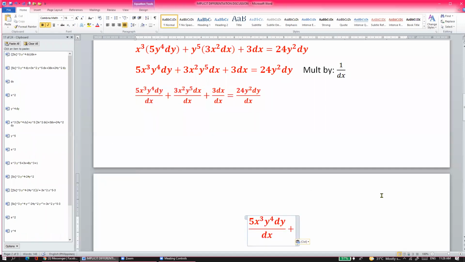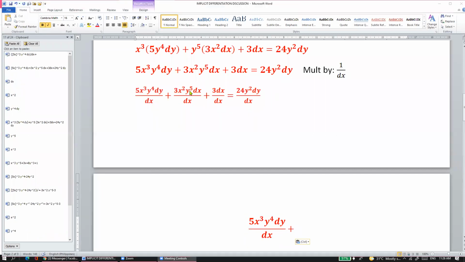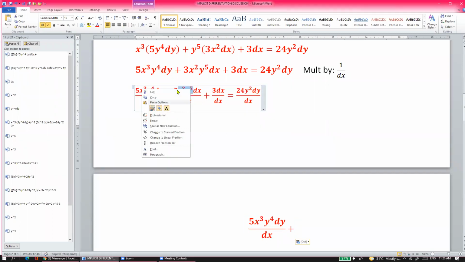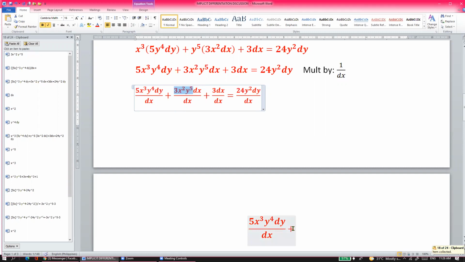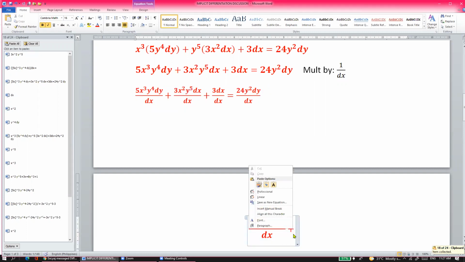That's it. So na-copy-paste ko na siya. And then sa pangalawang term, makakancel ang dx. So ang ka-copy-paste ko na lang is yung nasa taas. So 3x y to the 5th. 3x squared y to the 5th. Yan. Plus. Na-cancel na yung dx eh.